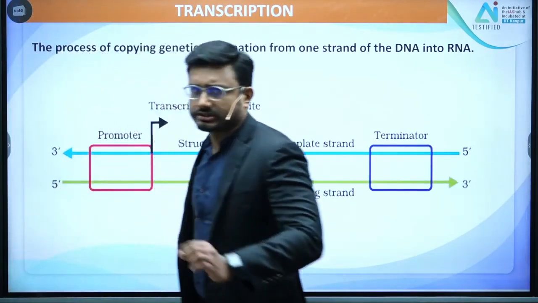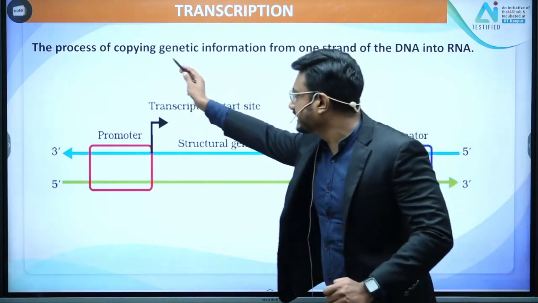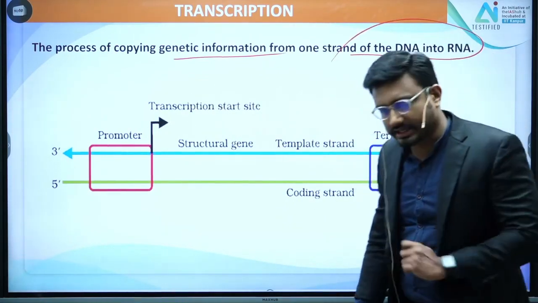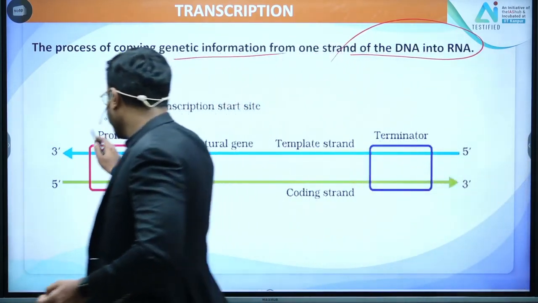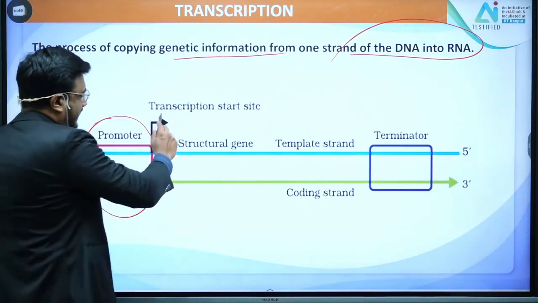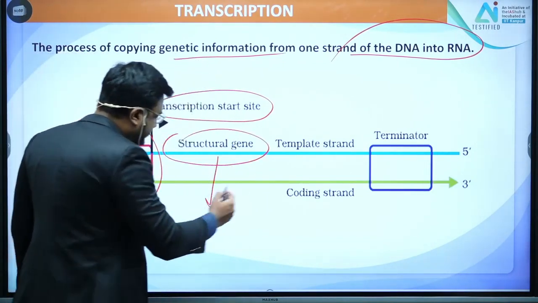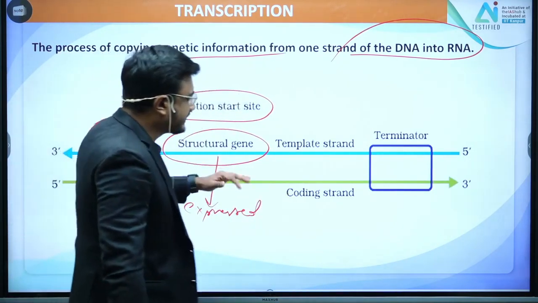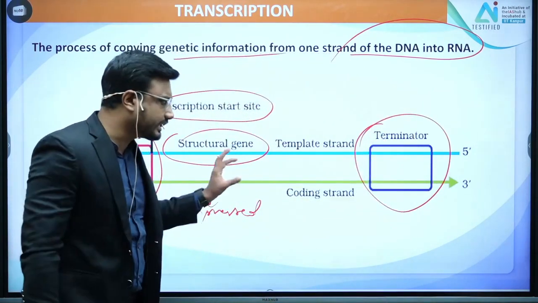So transcription. This is also a very important concept. It is the process of copying the genetic information from one strand of the DNA into RNA. This is the transcription machinery here. There are certain sequences known as the promoter sequences, from where the transcription gets initiated, and here we have the structural gene. These structural genes are usually expressed, right? Then after that, we have the terminator sequences that lead to the stopping of the transcription process.